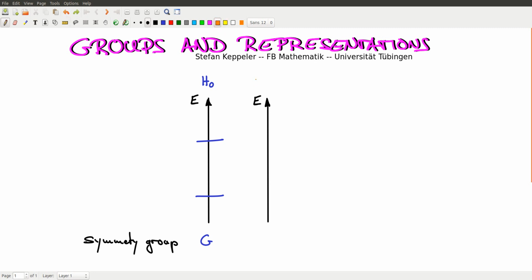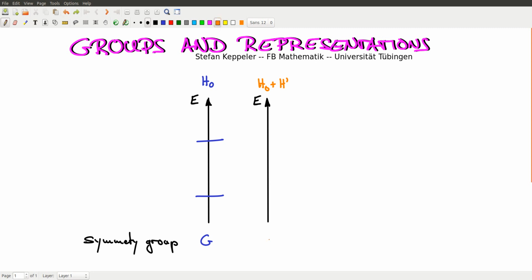And now let's say maybe we're not really interested in H0 alone, but maybe that was just an approximation to what we were really interested in. And we add some small perturbation H prime here to our original Hamiltonian H0. And small in the sense that the eigenvalues of this new Hamiltonian here are somewhat close to the eigenvalues of the unperturbed Hamiltonian H0.